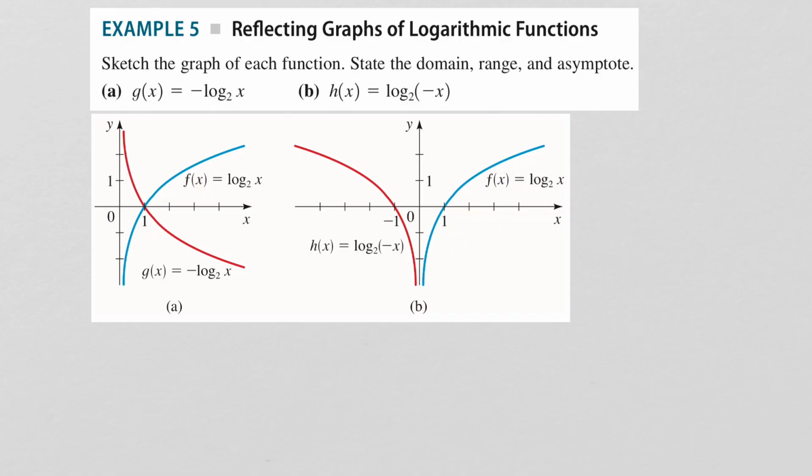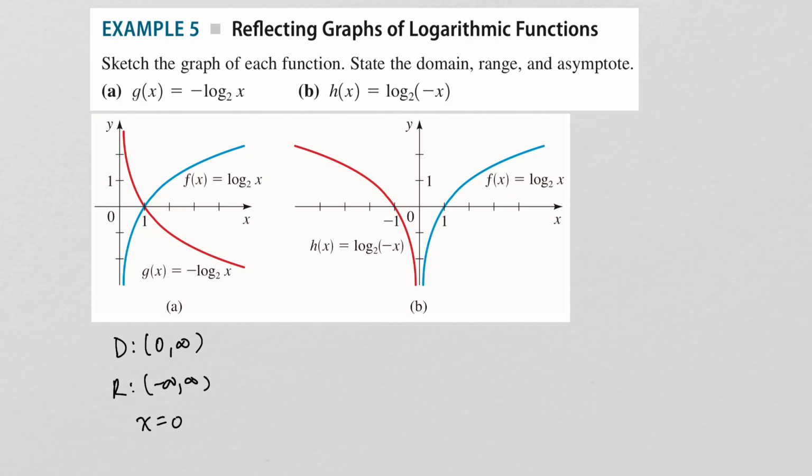Now, what is the domain and range and asymptote? Well, for the first one here, the domain is only positive numbers and the range is all real numbers. So if you just focus in on the red graph here, you can see that we're still plugging in positive numbers and we're still getting all real numbers. And the asymptote is right here. Logarithms have an asymptote at x equals 0.